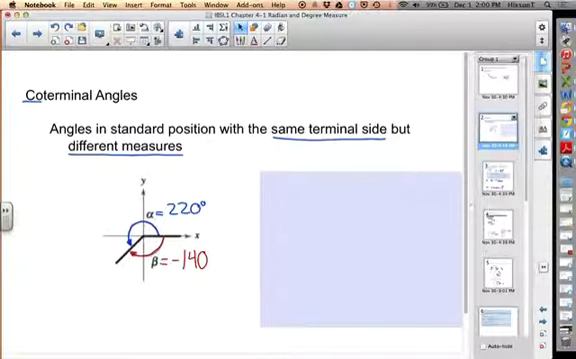So, now those aren't the only two angles that share that terminal side. How else do you think I could end up with this terminal side in standard position? Wait, if it was on the other side? If I'm in standard position, so I have this side here, and I got this side here, okay? But I want a measurement other than 220 or negative 140.